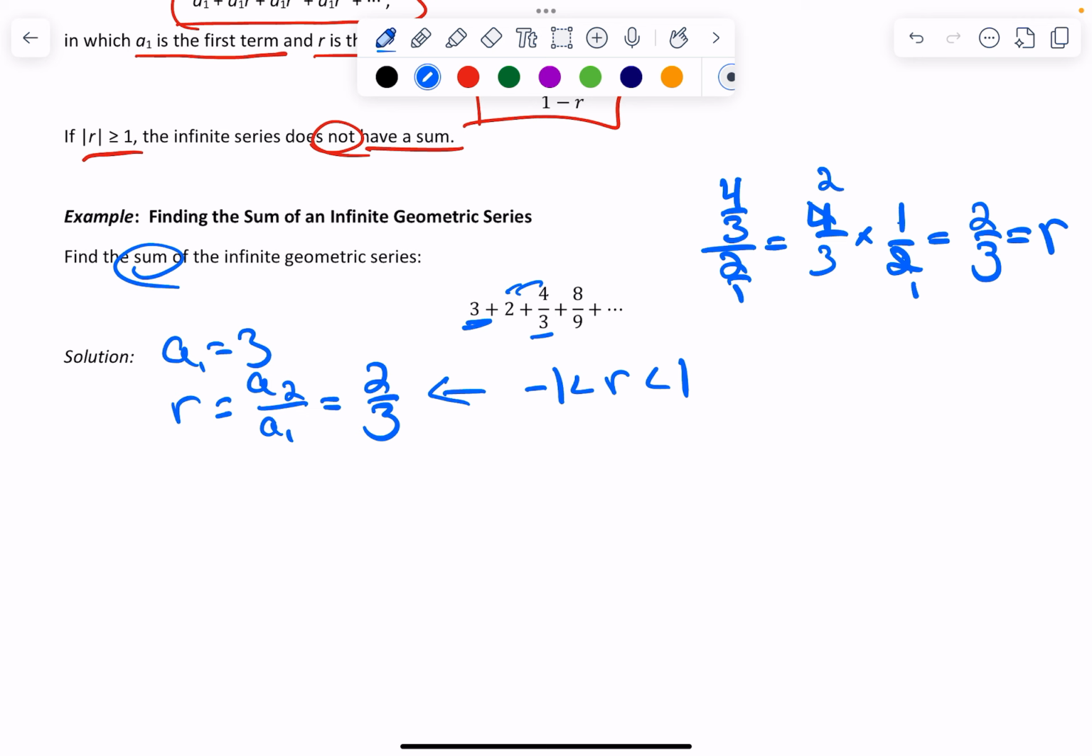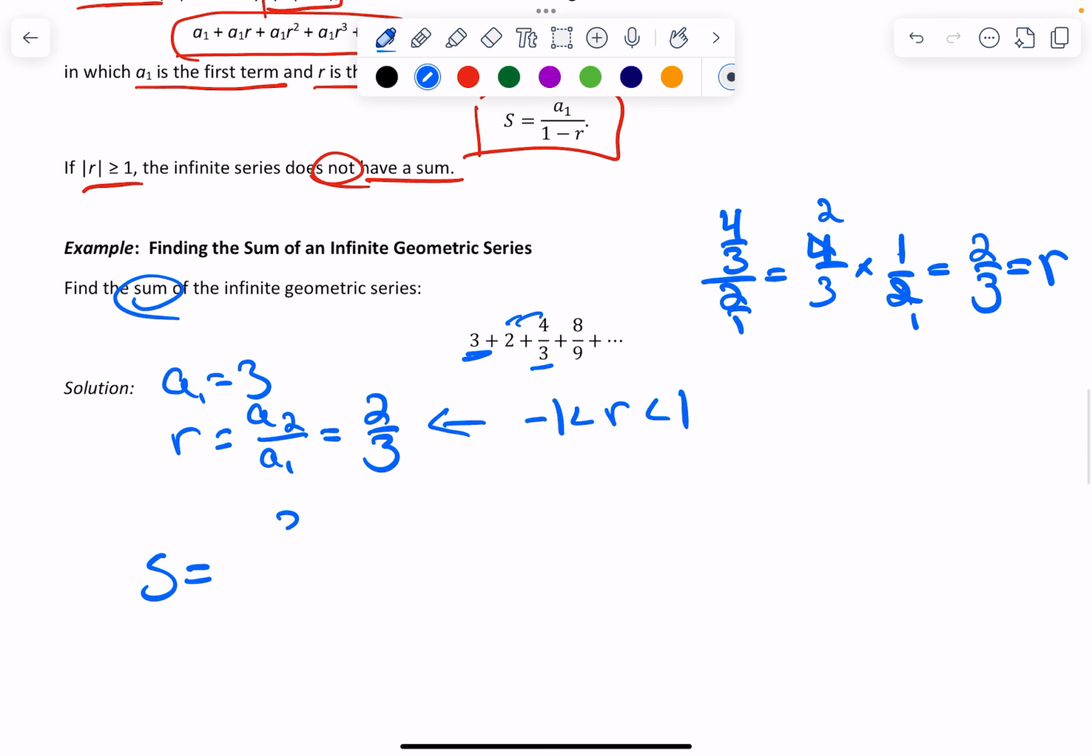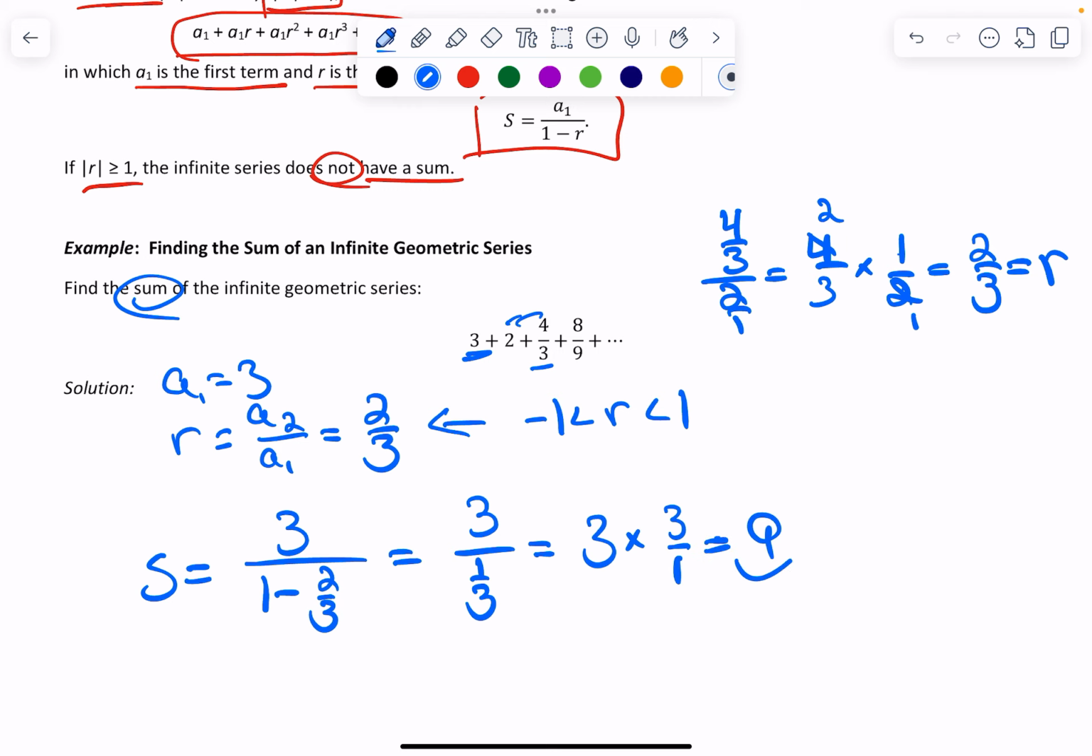Okay, so let's calculate the sum. It is the first term 3 divided by 1 minus 2/3. So we get 3 divided by 1/3. Again, we're multiplying, so we are flipping it over, and we get 9 as the sum.